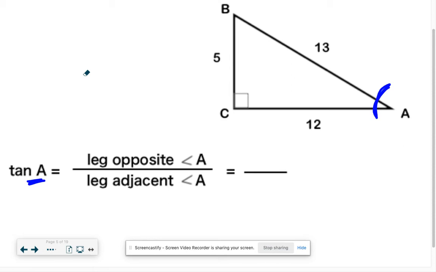And now we label our sides. Let's start with the easiest one. What side is your hypotenuse? 13. Yep, so just put an H for hypotenuse. And then we have two other legs, an opposite leg and an adjacent. Your opposite leg is on the whole other side of your triangle. It's on the opposite side. So 5 would be your opposite. And then your adjacent is right next to your angle.